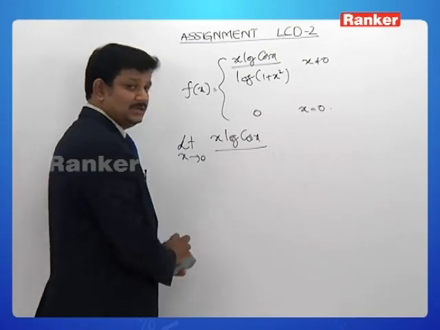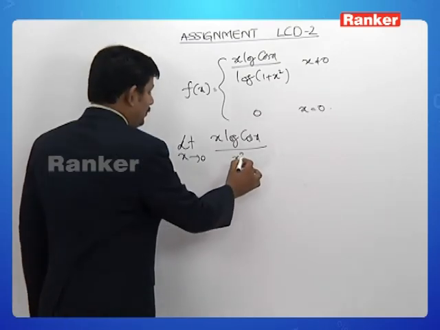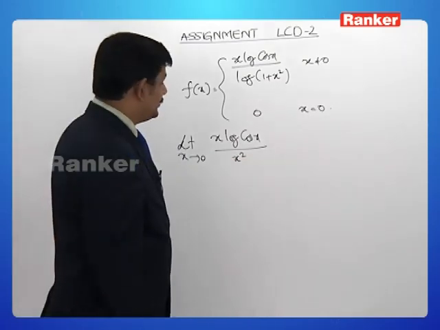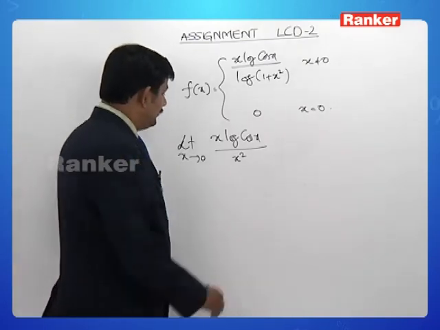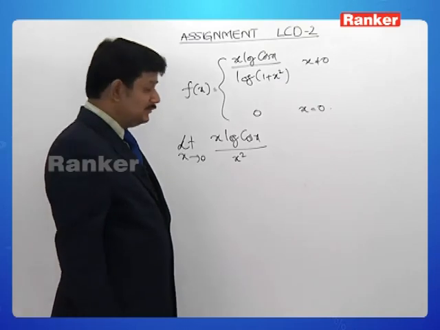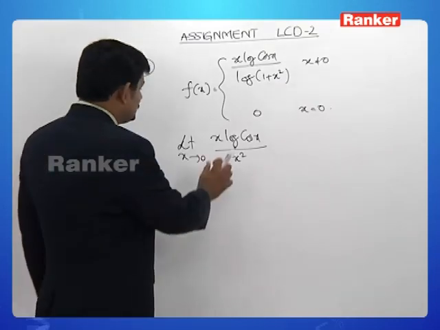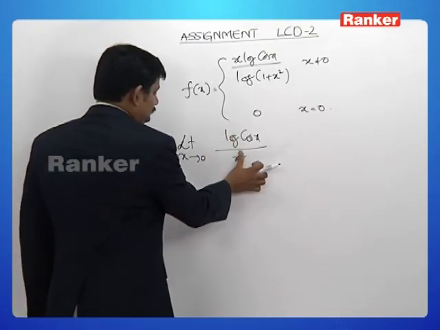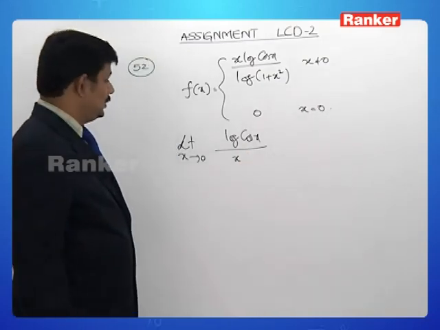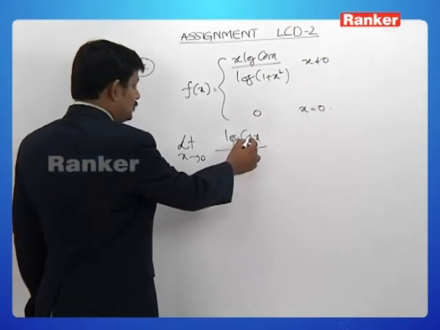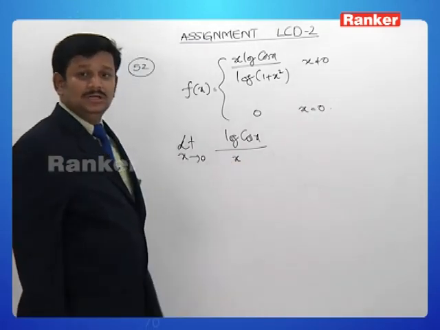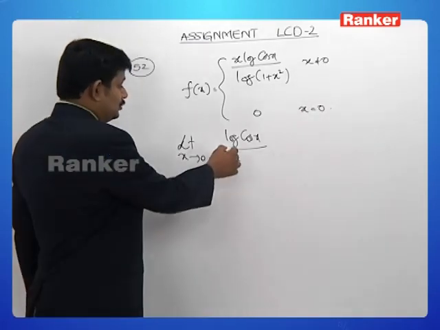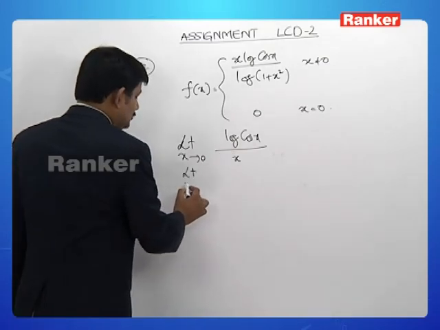So, this quantity we can replace by x square, or you can as well divide log of 1 plus x square by x square, which is 1. So, dividing and multiplying by x square will also give you the same result. 1 by x now gets cancelled. As x tends to 0, cos x is 1, log cos x is 0, x is 0. This is 0 by 0 form. Let us apply L'Hospital rule.